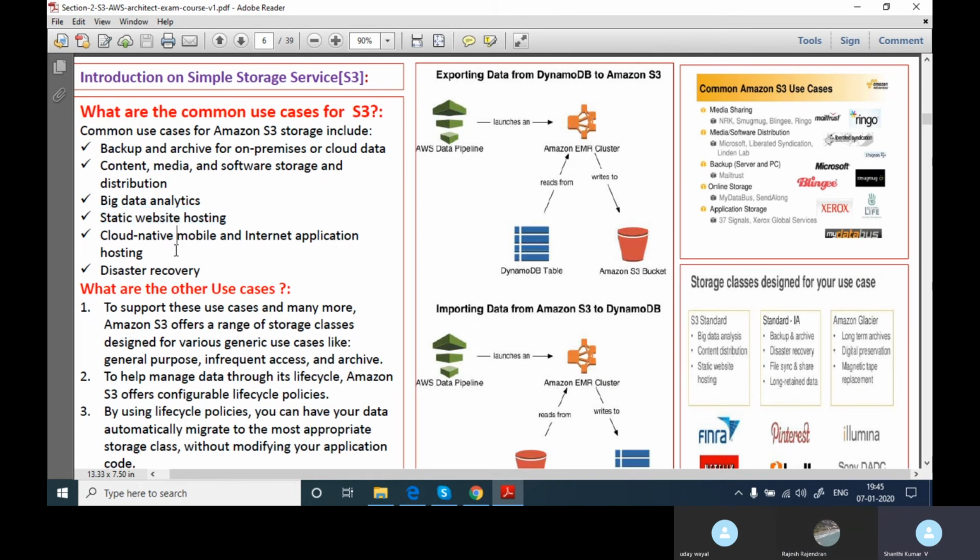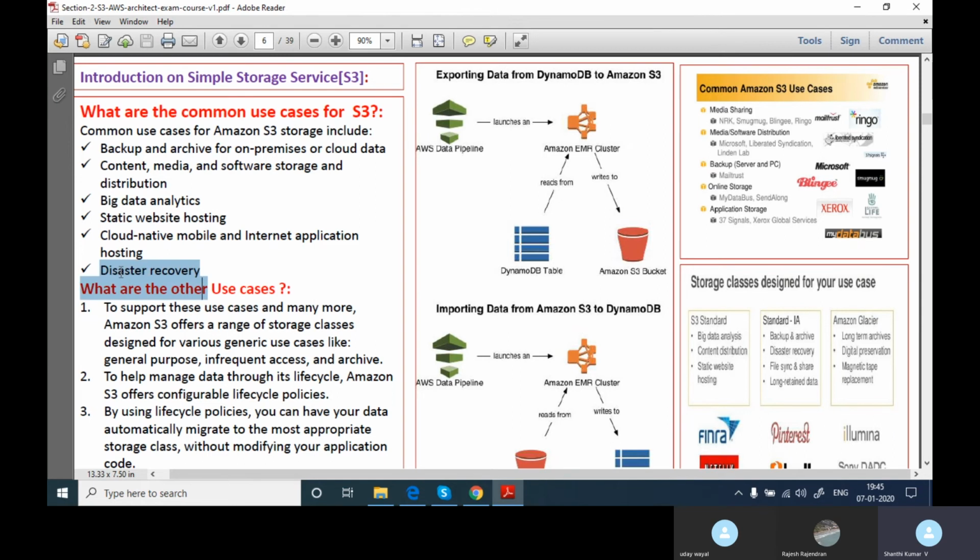Then cloud native mobile and internet applications hosting. Let us say everybody is using mobiles. In the mobiles, everything is stored in their cloud, in that vendor cloud, mobile vendor cloud, right? Then that kind of features are implemented massively. Then internet application hosting is you host one particular single page application. Yes, you can do that. Even you can store the backup of that application files in S3 where developers can access it.